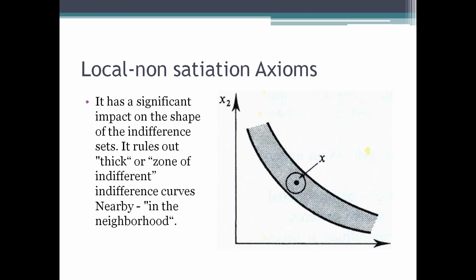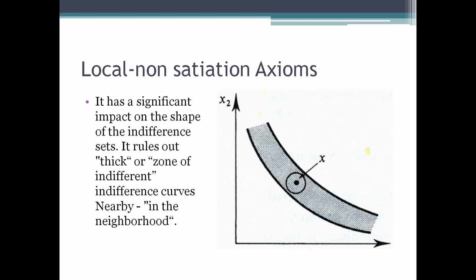One of the main points of importance of such an axiom is that it has a significant impact on the shape of the indifference curve. How does this come? The indifference curve, as you can see, we have two black bold curves, and dotted, and in between there are some dots, and we have a circle and the consumption bundle in the middle. This ball is just the ball of radius epsilon.